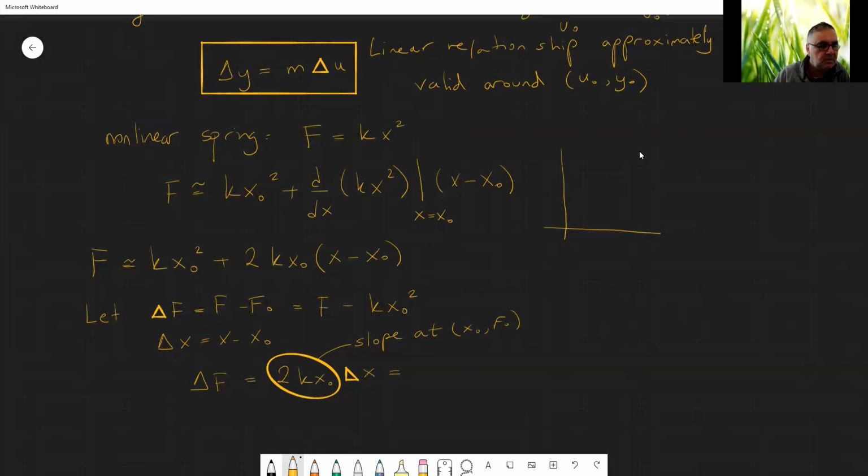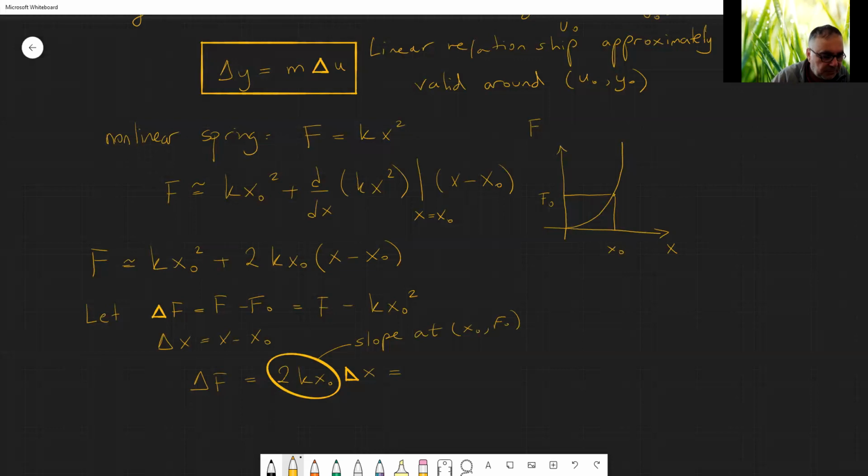So we are looking at a nonlinear spring, as we have said, in which f equals kx squared. I expanded it in Taylor series and take the first two terms. So this is x, this is, let's say, f. And kx squared would be a parabola like this. Let's say that this is our equilibrium point, x0. This is f0.